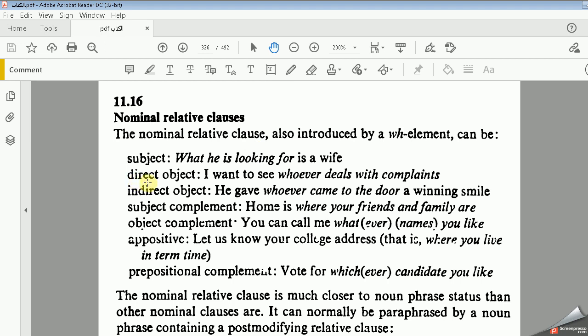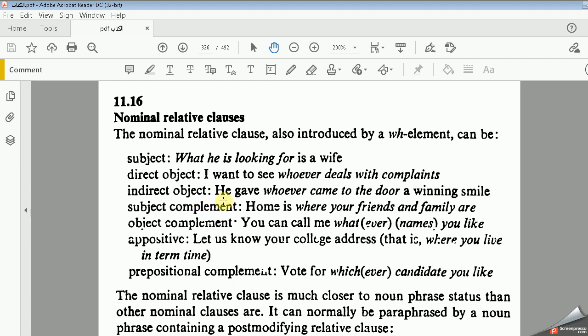It also occupies the position of a direct object. I want to see whoever deals with the complaint. So I is the subject, want is the verb, and here we come to whoever deals with the complaints, which is the direct object of the verb want.